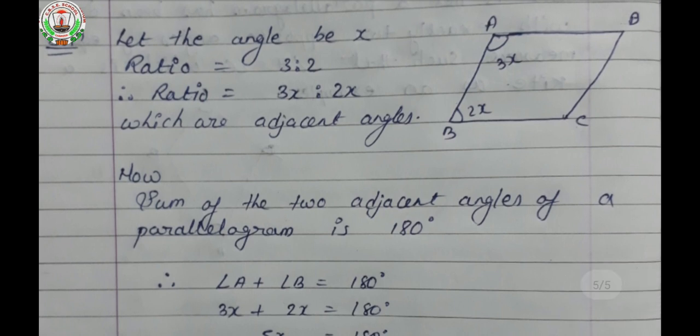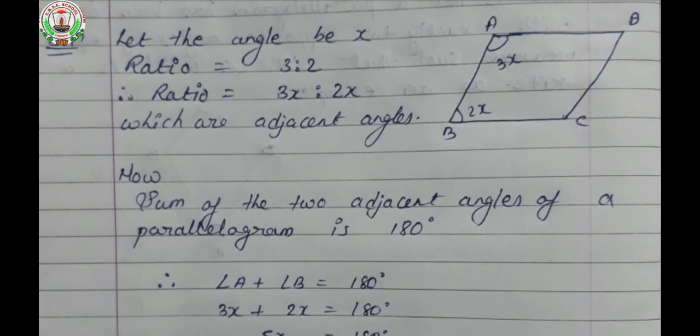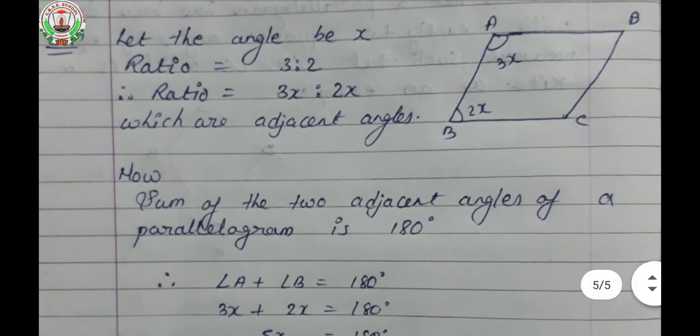So here I have drawn a figure ABCD, where A and B are adjacent angles. The value of angle A is equal to 3x, whereas the value of angle B is equal to 2x. Again, two more adjacent angles are present in the figure, that is angle B and angle C. Clear? Angle A is opposite to angle C and angle B is opposite to angle D. Now look how to solve.